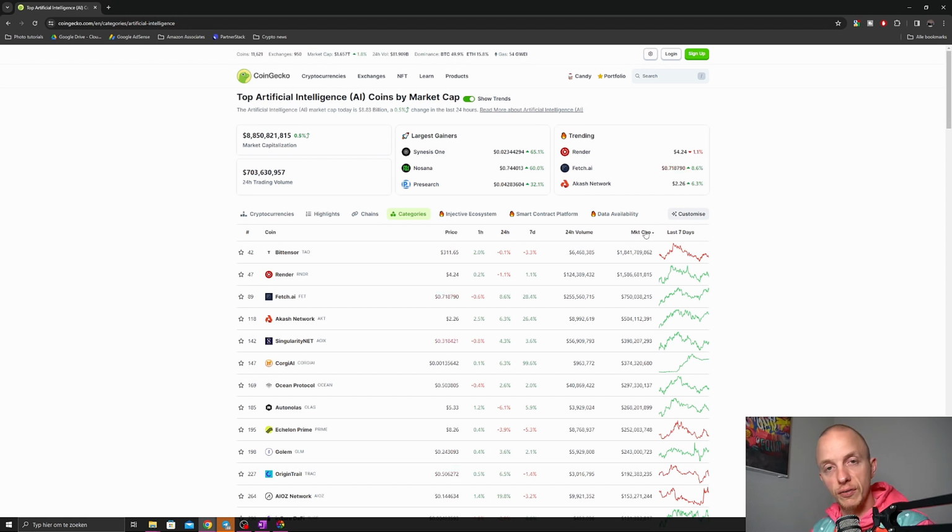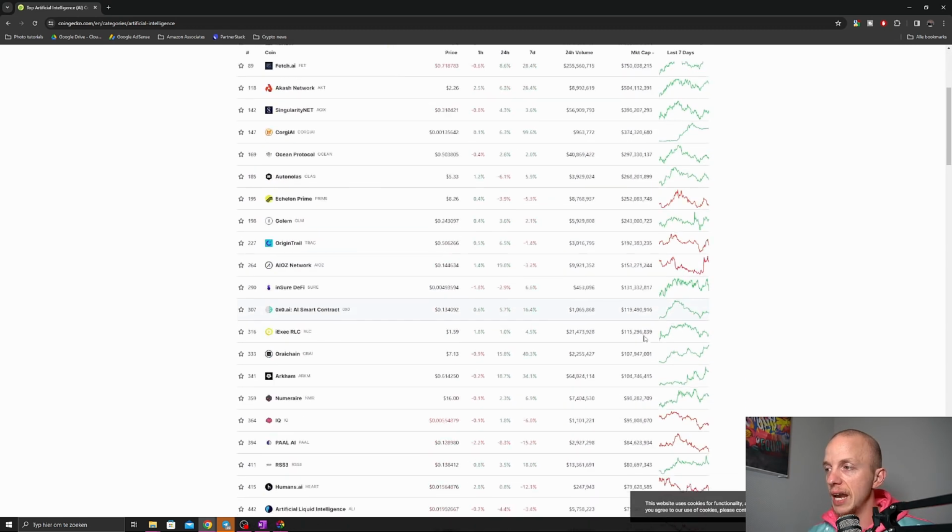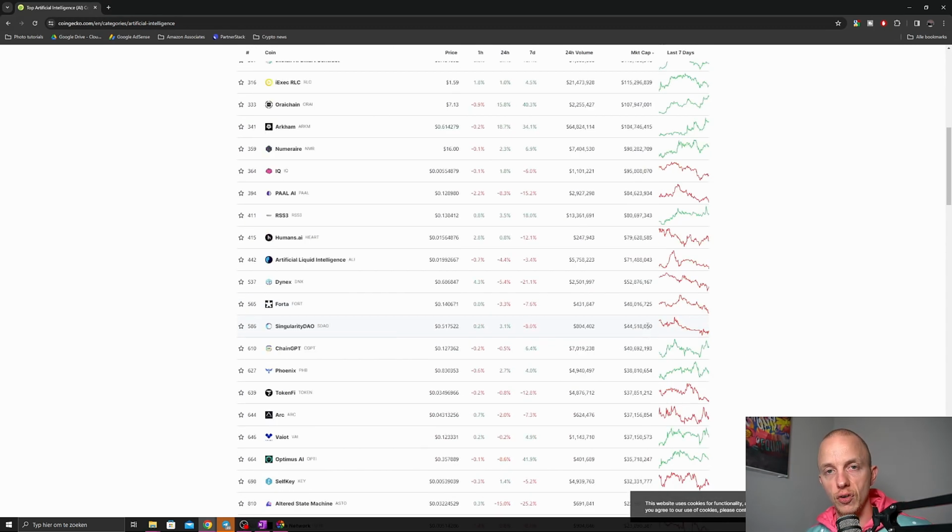But if new people are getting in, new money is getting in, it will pump the price much easier as well. So what I like to do is check for market cap coins below 100 million, because I think there's still a lot of growth for that. One of the tokens I'm very interested in, and you see that it's jumped up 34% in the past 7 days, and in the past 24 hours 18.7%, is Arkham.